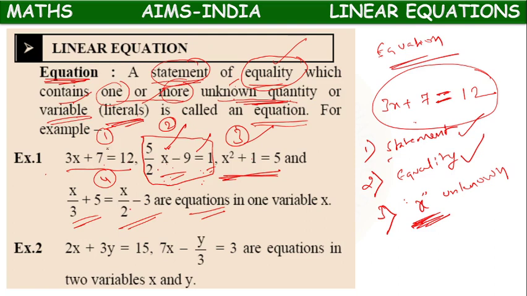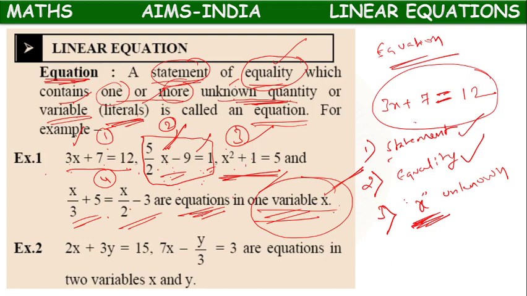But all these equations consist of only one variable, which is x. Here x is there, here also x, here also x, here also x. They all have only one unknown value, which is x. So these are examples of equations in one variable, which is x.